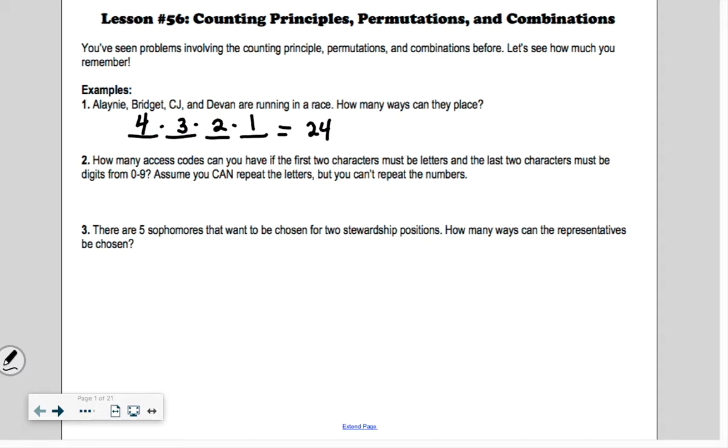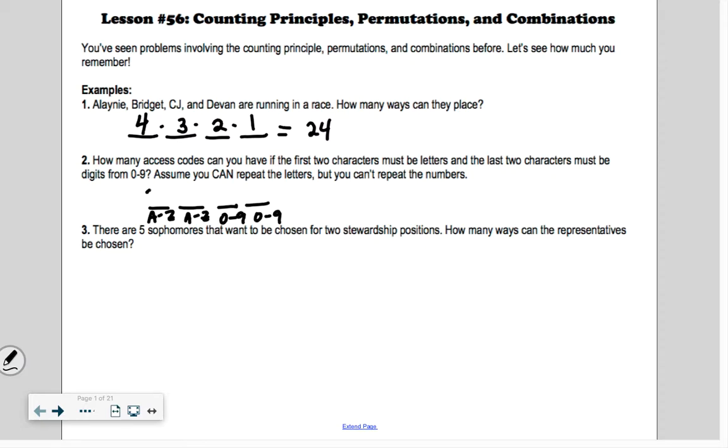So it says, how many access codes can you have if the first 2 characters must be letters, and the last 2 characters must be digits from 0 to 9. So we have 0 to 9 here, and we have 0 to 9 here. And we can have letters, so I'm guessing we can do A to Z. I didn't really say. Okay, so letters A to Z for the first 2 spots, digits 0 to 9. Now it says, assume you can repeat the letters.